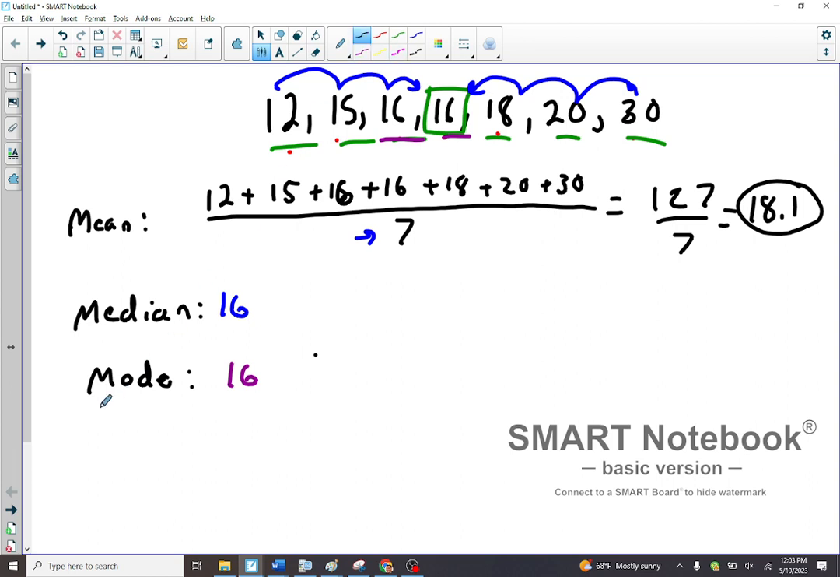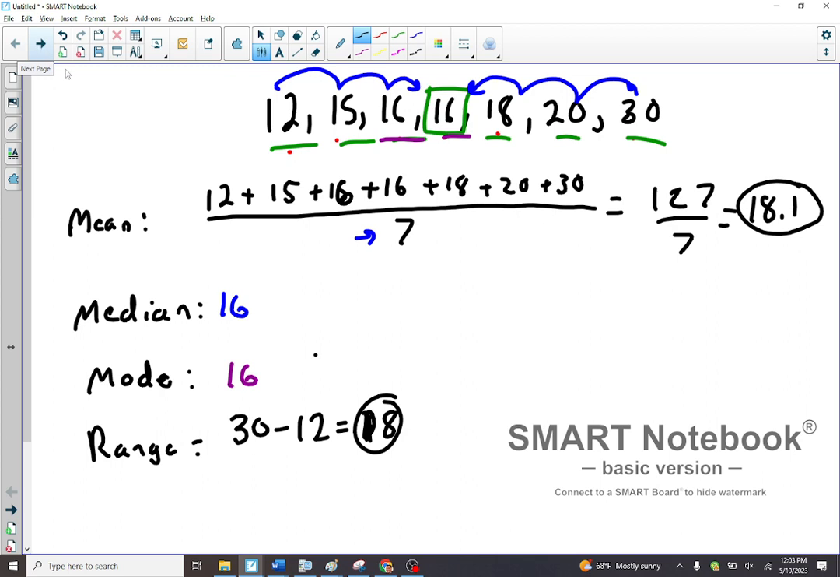Range is the next thing we're going to do. It is the biggest number minus the smallest number. So 30 minus 12, which is going to be 18. Okay? It's 18 here, and there's 18 here, but that doesn't necessarily mean it's going to be in there. Range could be any number, basically.